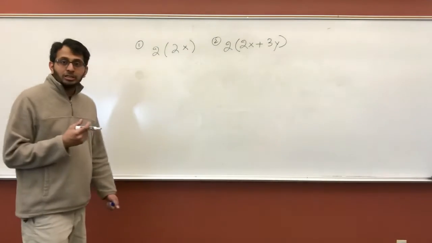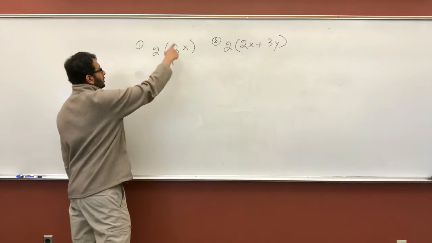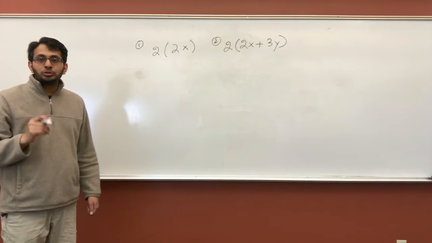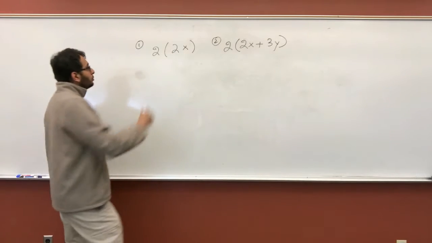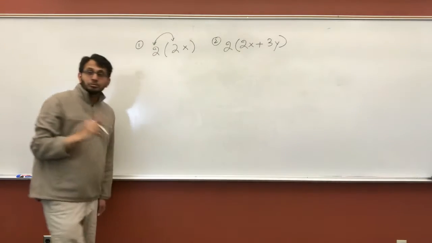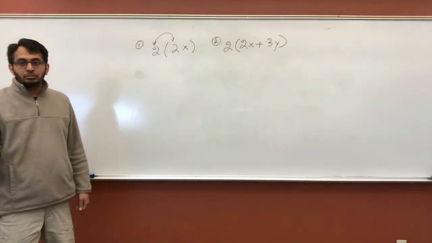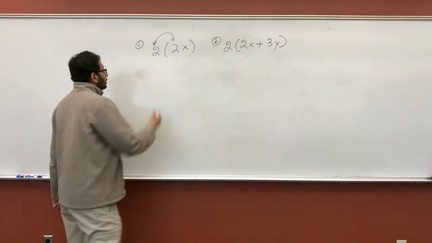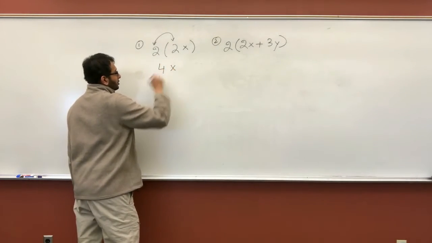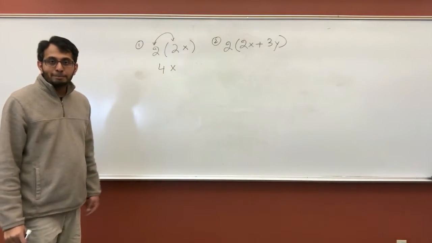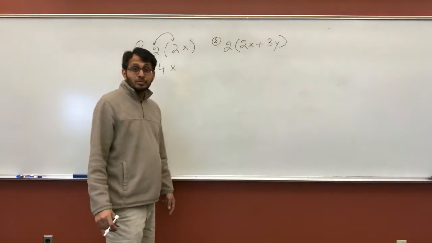Here in this case we have a number outside, 2, and a number inside, 2. Whenever you have a case like this, the ground rule is you multiply the number by the number. You multiply the number by the number. So what is 2 times 2? 4. So it's 4x. You just bring x as it is. That's it. That's the answer. You're done.